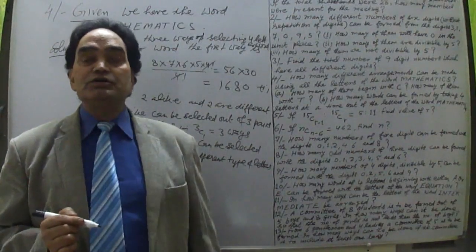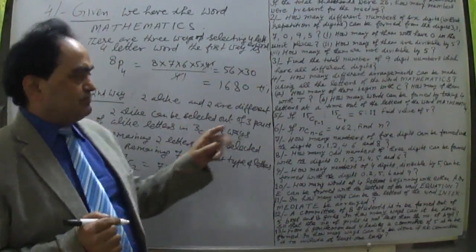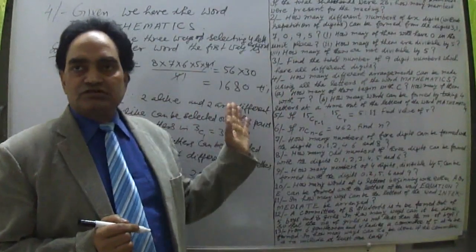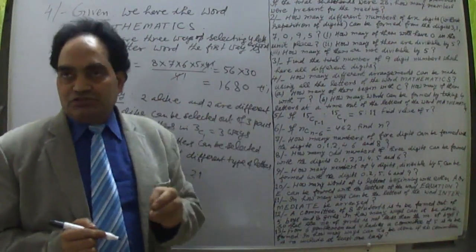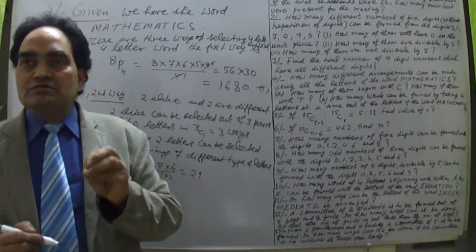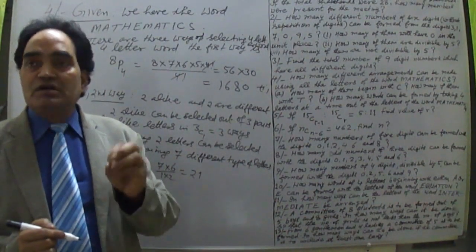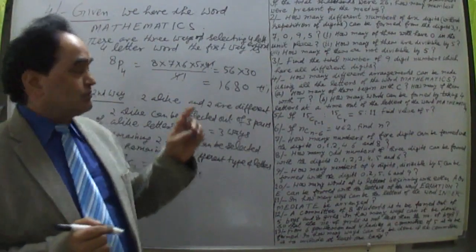Yes friends, so we are continuing with question number 4 here. Question 4 has 3 parts, of which two are done. The last part we are doing now: how 4-letter words can be chosen from 8 types of different letters.